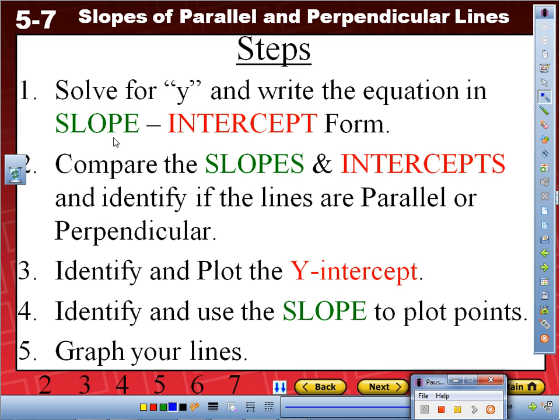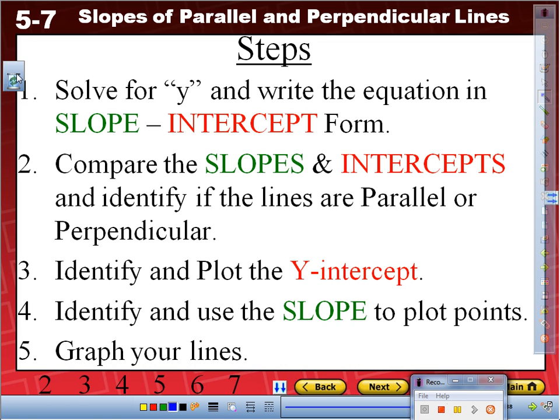All right, here we go. Steps. Number 1, solve for y and write the equation in slope-intercept form. I want you guys to notice that steps 1, 3, 4, and 5 we already did two lessons ago when we wrote equations in slope-intercept form. We solve for y and write it in slope-intercept form. From there, step 3, you identify the y-intercept and plot it. From there, we use the slope to plot points, and then we graph our lines. So we already know what to do.